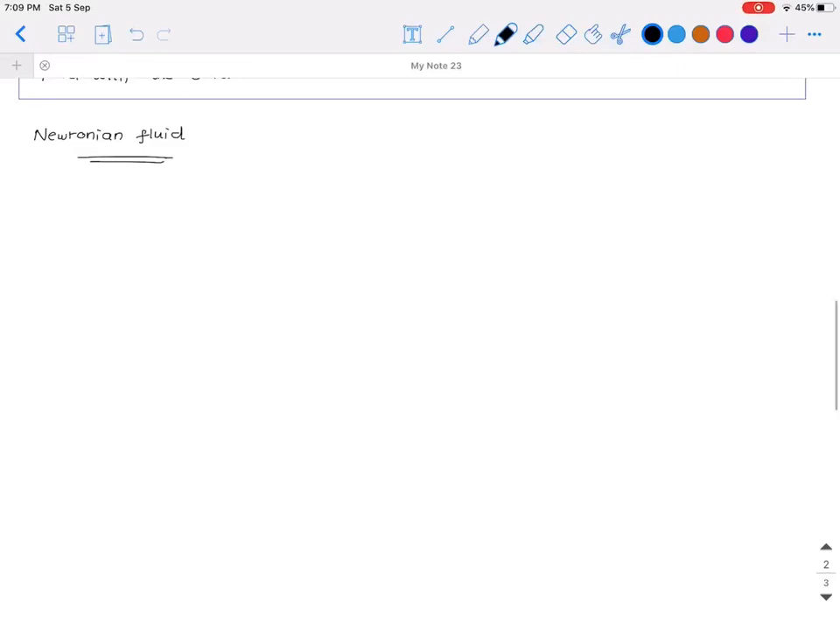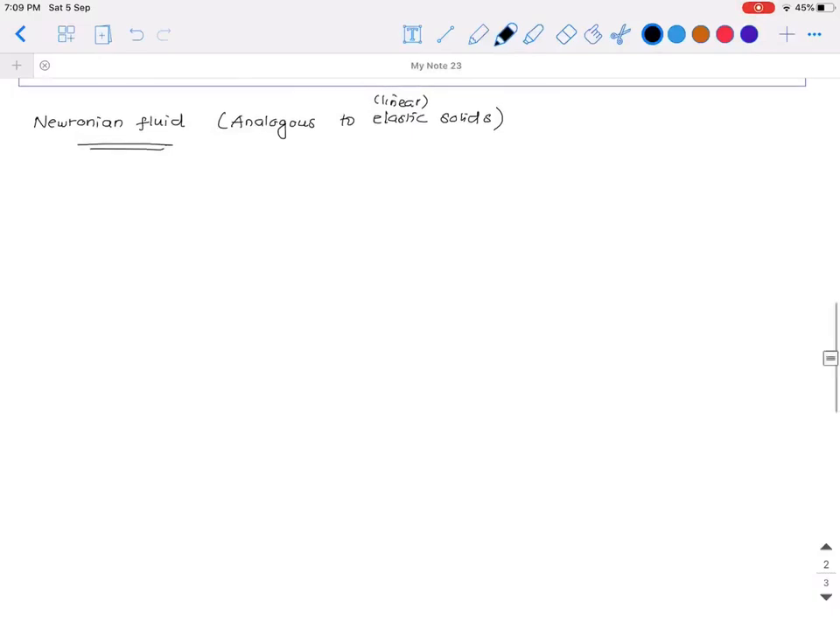Okay, so a Newtonian fluid is analogous to elastic solids, which you already know, or linearly elastic solids if you want to be more specific. Before we come to Newtonian fluid, let us talk a little bit more about the rate of strain.